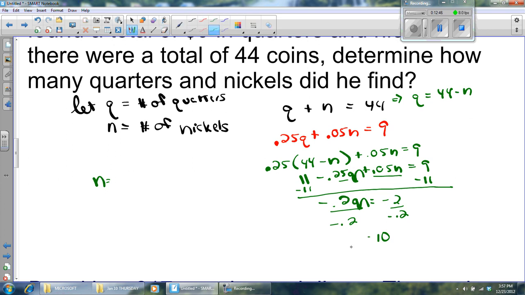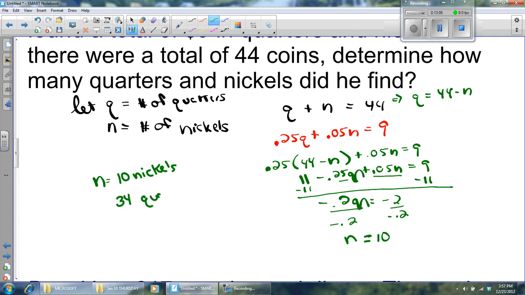Silly mistake there. I'll tell you, the number one cause of getting these problems wrong are silly mistakes like that, because they're just so easy to do. So there's 10 nickels, right? If I do 44 minus 10, there must be 34 quarters.